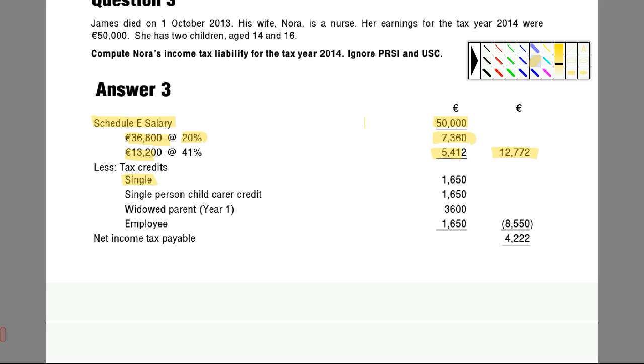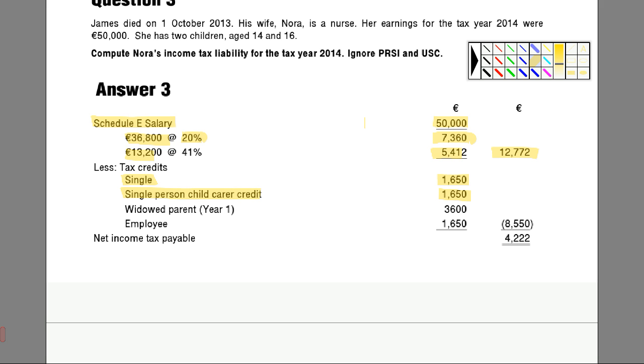Therefore, the single credit, apologies for that, the single credit is available to her. Not the married credit, it's the single credit. In terms of the single person's child carer credit, they haven't said that she's the principal carer, but there isn't anyone else. Her partner is deceased, her husband is deceased. She must get, if she's looking after kids or if she has kids, a single person's child carer credit.